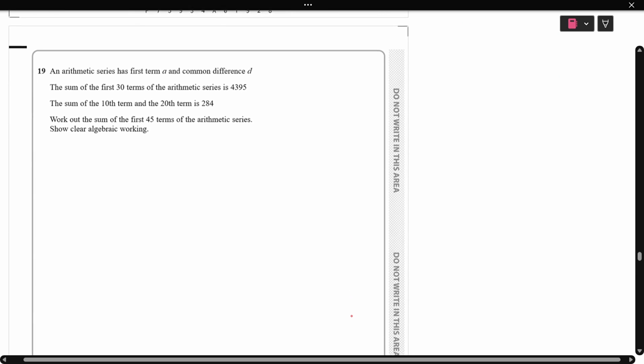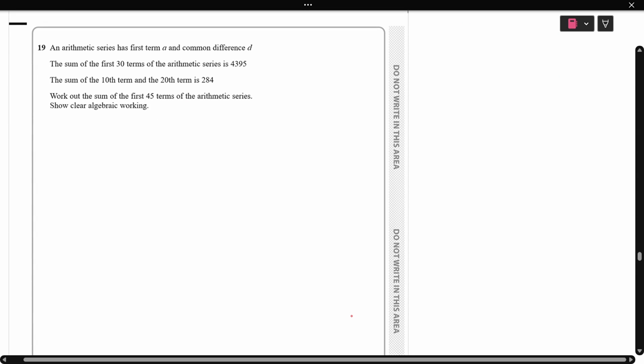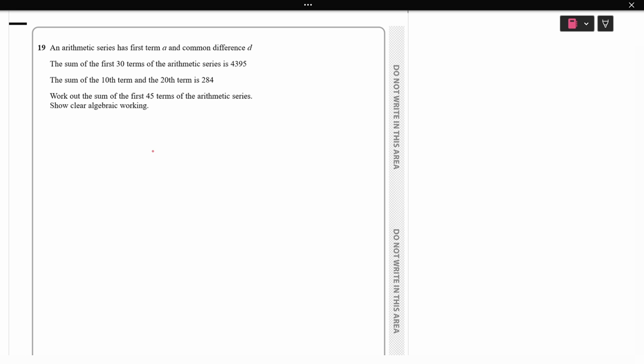Okay, the next question, the arithmetic series. The first term is a and the common difference is d. The sum of the first 30 terms is given: S30 equals 4395. Next, the sum of the 10th term and 20th term, that means A10 plus A20 equals 284. We need to find the sum of the first 45 terms, so we need to find S45.